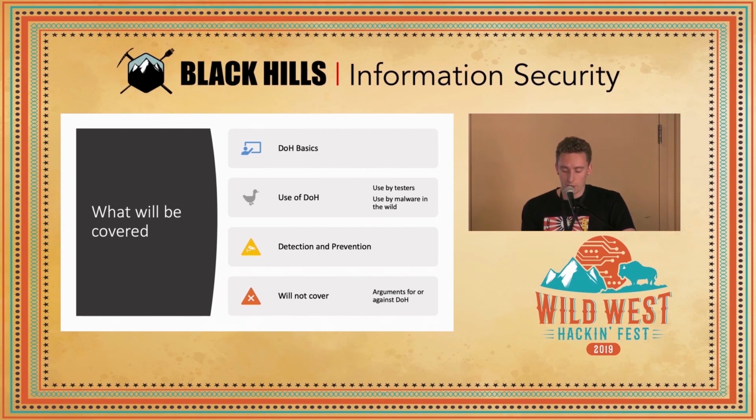So I'm going to cover the basics of DNS over HTTPS, how it works. Hopefully you have an understanding of how the protocol actually works. We're going to go over use of DNS over HTTPS by testers, so how you can use existing tools out there to basically set up C2, and how it's actually used today by malware in the wild. We'll look at a couple examples. Then we're going to go over some detection and prevention techniques, at least what is possible.